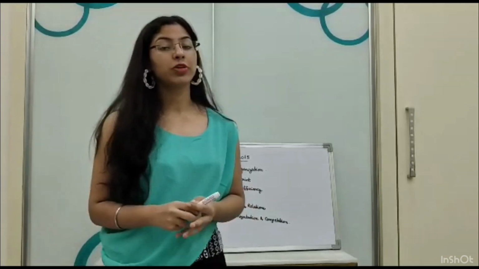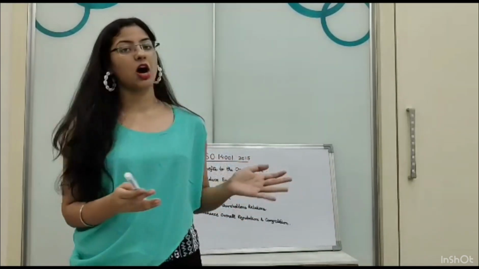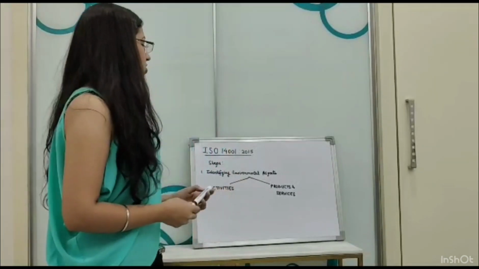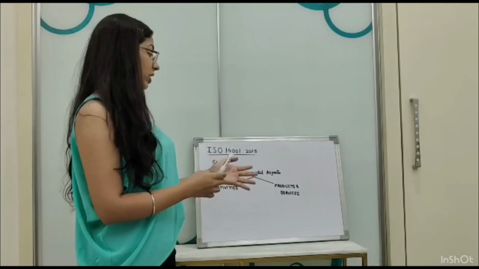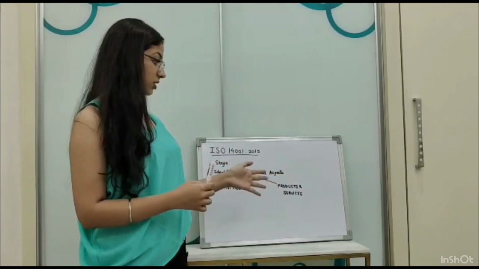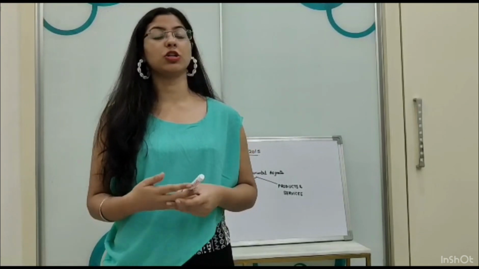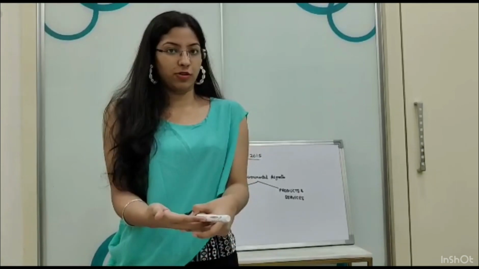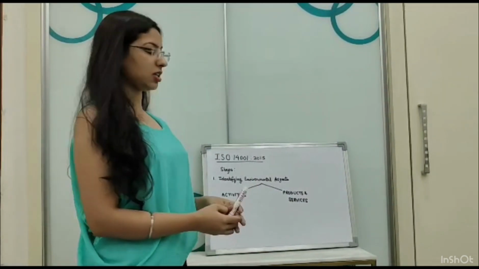Next we'll study what are the basic steps of ISO 14001, how we can implement it in the organization. So the first step of ISO 14001 is identifying the environmental aspects and listing down the activities along with the products and the services that are causing potential harm to the environment, and that are also creating carbon footprints that are harmful for the environment. So we'll see this in detail also.